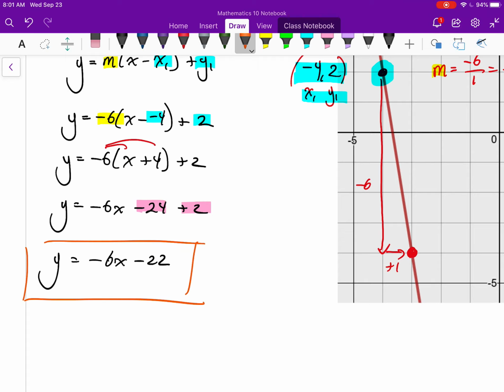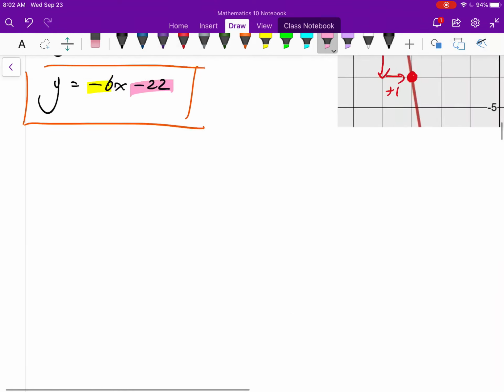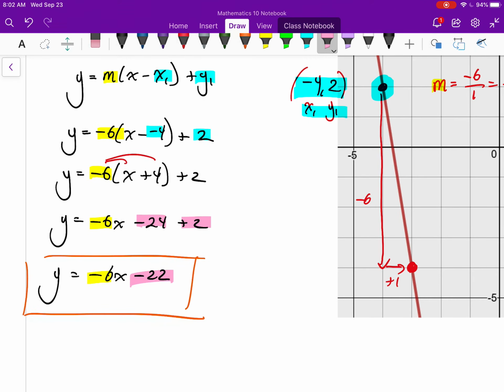The slope of negative 6 I could see really quickly by looking at my graph. I can now actually see the y-intercept is negative 22. Remember I said it was down here somewhere? Well, now I know it's 22 units down. I found the y-intercept without directly finding the y-intercept, if that makes sense. I found it by just doing something else, and eventually I saw it with my equation.